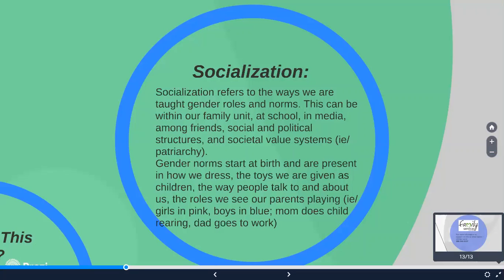Gender norms start at birth, and they're present in how we dress, the toys we're given as children, the way people talk to us and about us, and the roles that we see being played out around us, like the roles our parents play. So, you know, dressing girls in pink frilly dresses and dressing boys in blues and pants. That socializes our idea of how we present. If we see mom doing all the child rearing and dad going to work, that can really reinforce the ideas of what women's work is and what men's work is, right? So it's everywhere from the minute we're born, and it's in so many different levels of our experience on this planet.